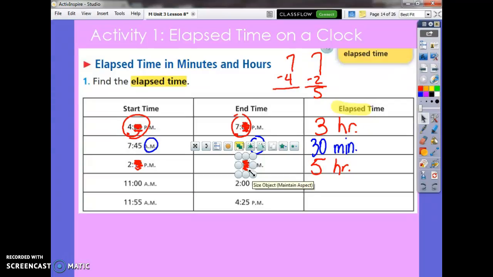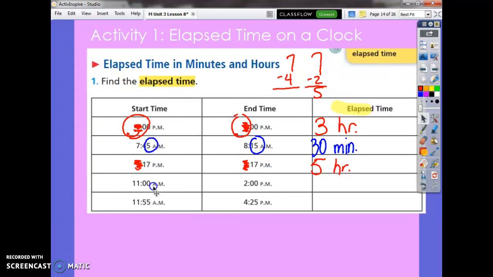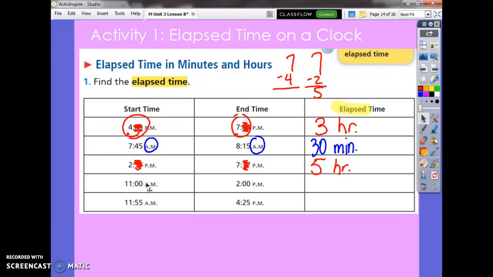We're at 5 hours. Next, 11 a.m. to 2 p.m. I notice now I'm going from a.m. to p.m., which means I'm crossing over noon, which is 12 o'clock p.m. So again, we can count in our head. It's another strategy we could do. I could get my fingers up. I can count from 11 to 2. So I could say 11 to 12 is 1 hour. 12 to 1 is another hour. And 1 to 2 is a third hour.